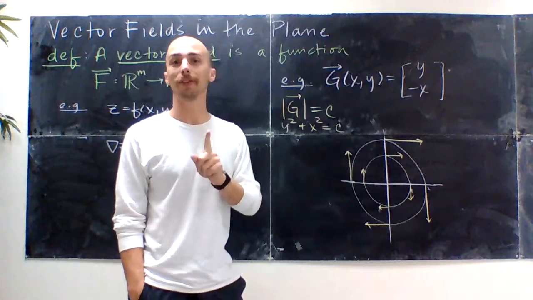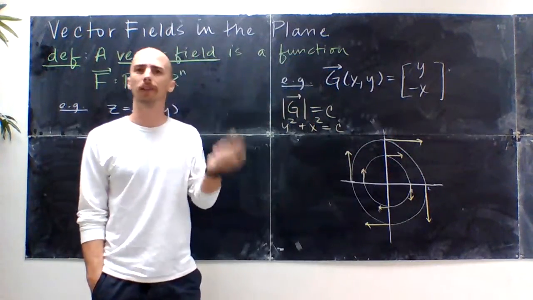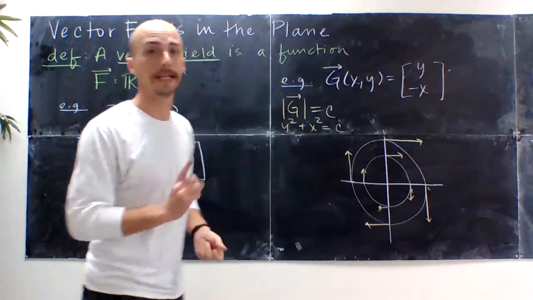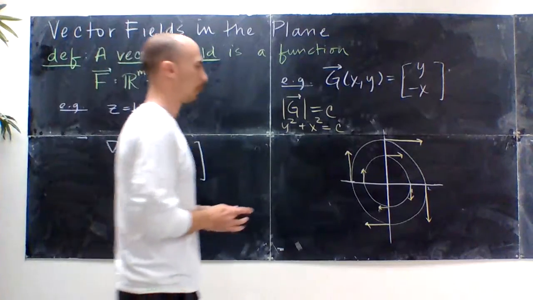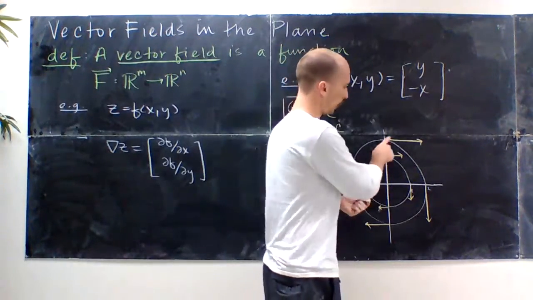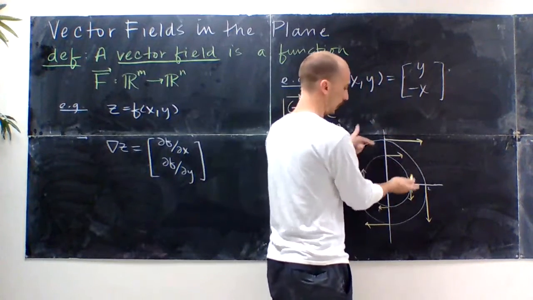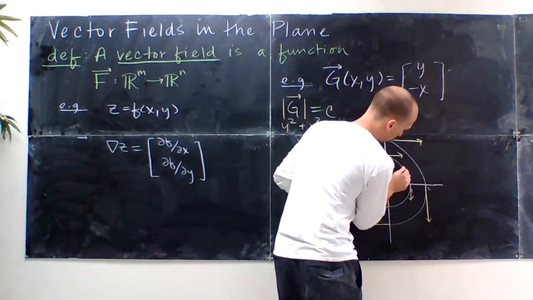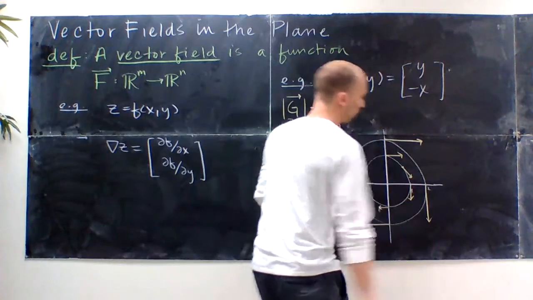It's maybe not exactly normal to this circle, but if you think about a circle, if it's tangent to the circle, then it's normal to the radius. Maybe I'll put in a couple more of these. You can see it's clearly indicating some sort of clockwise orientation here. I'm just going to make sure it's width or length 1.